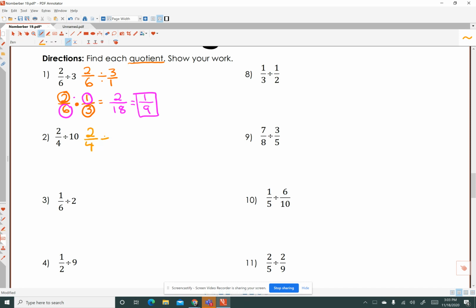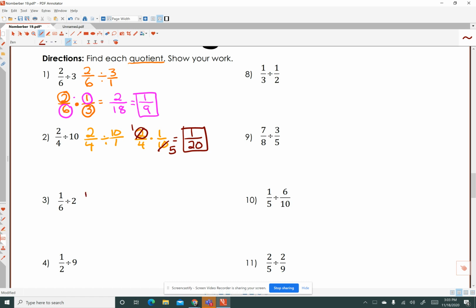Sorry about that. Divided by 10 over 1, then it's 2/4 times 1/10. Now we are going to cross simplify. 2 divided by 2 is 1. 10 divided by 2 is 5. 1 times 1 is 1. 5 times 4 is 20th. Don't speed up and try to do these too fast like I just did. Even the math teacher makes mistakes.